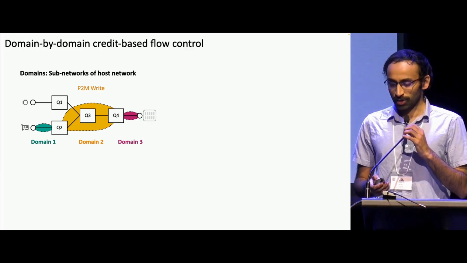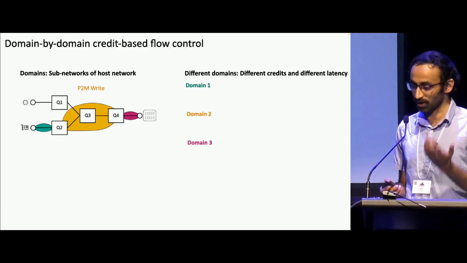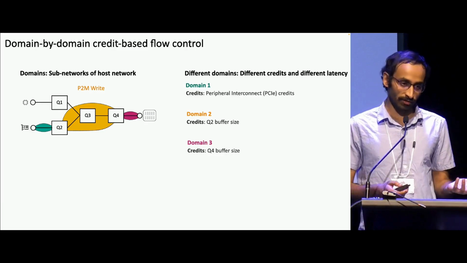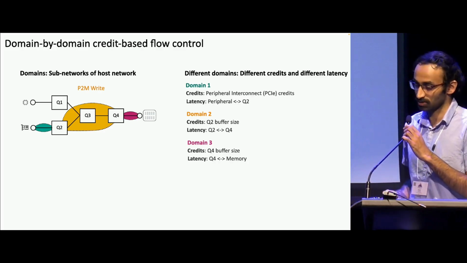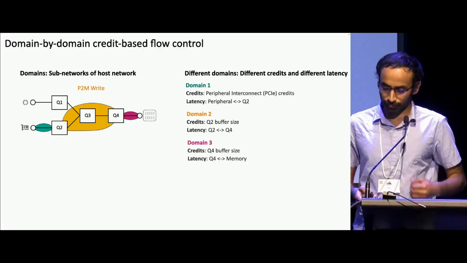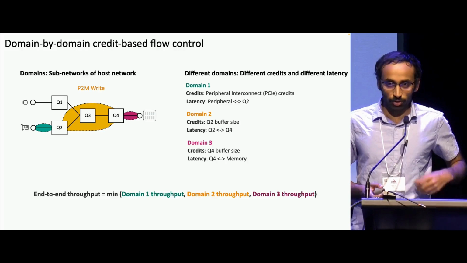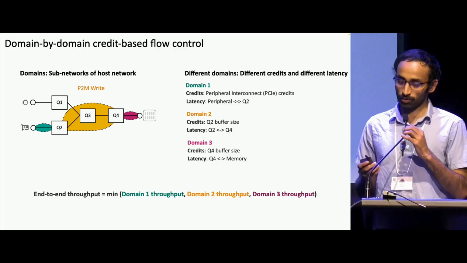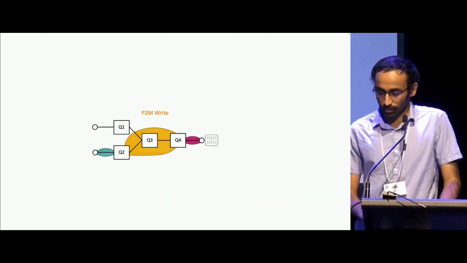Each of these domains has different characteristics. First, they have different credits because those depend on the size of hardware buffers, which can be very different for different nodes in the host network. And second, they have different latency because they span different subsets of network hops. Finally, the end-to-end throughput of a given type of data transfer is going to be equal to the minimum of the throughput of all of the domains in its data path.